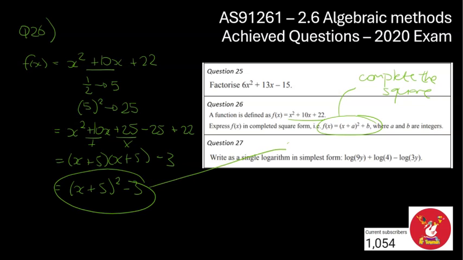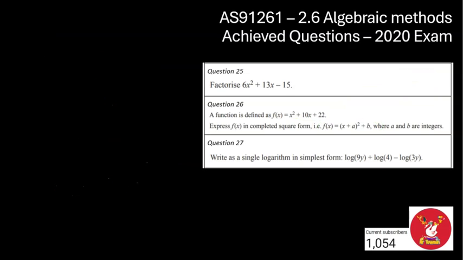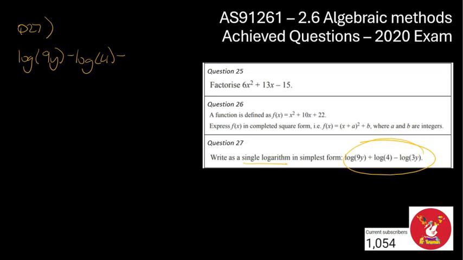And I've now got it in the perfect square form that the question has asked me. We are now on to question number 27 from the website. So, as a single logarithm, simplify this expression: log(9y) minus log 4, and that's going to be minus log 3y.